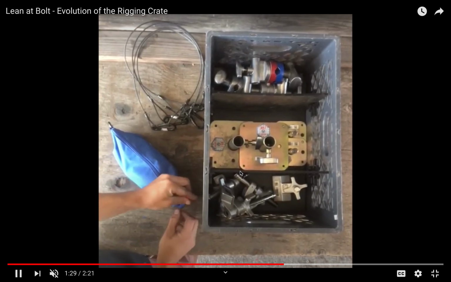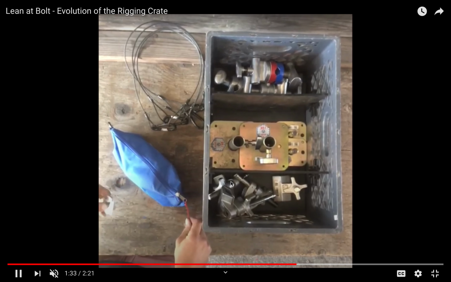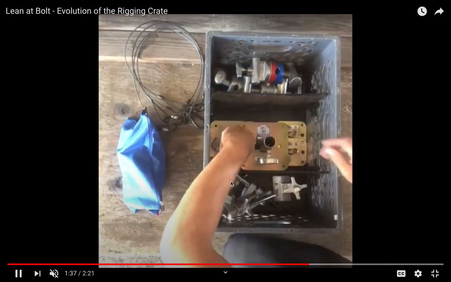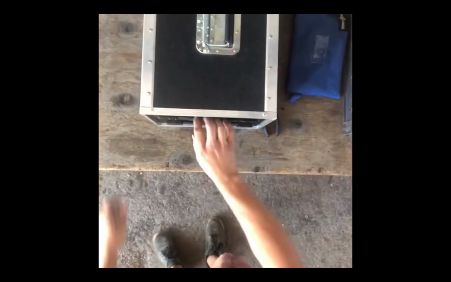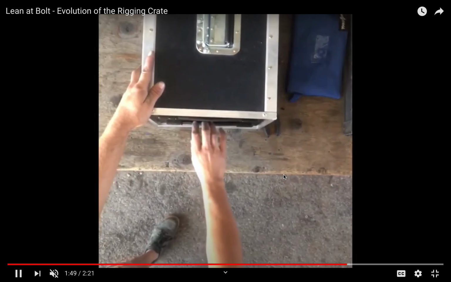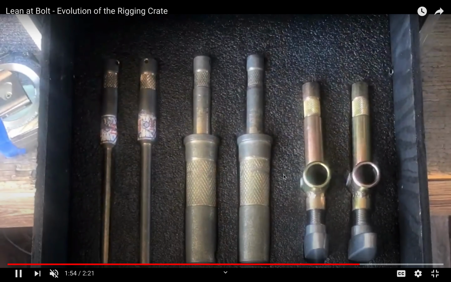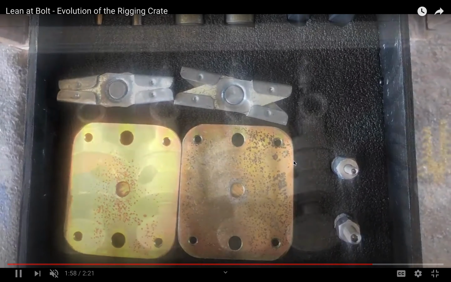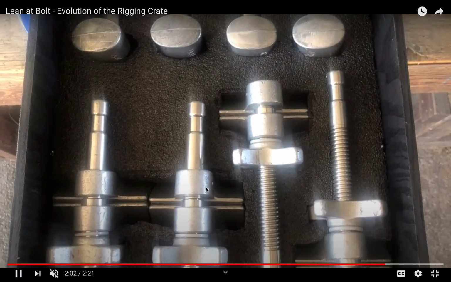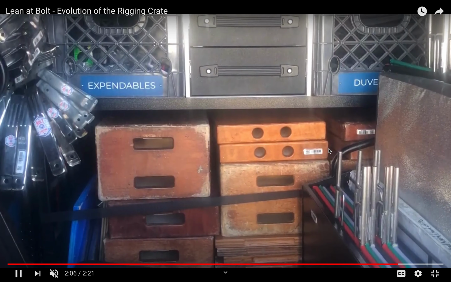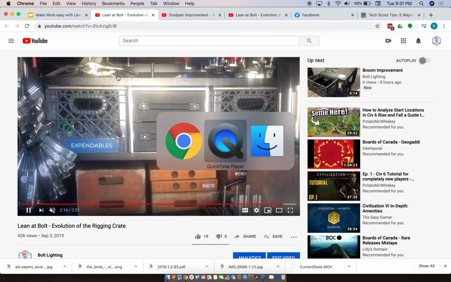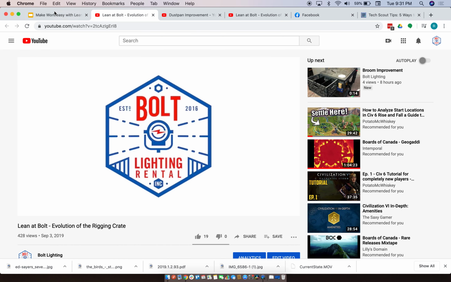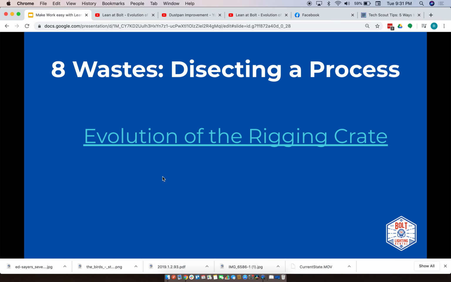Let's see, is there any other wastes involved in this? I would just say that the last one here is unutilized talent or wasted employee genius, just because they're spending all this time counting this stuff when you could be improving something else. So, yeah, hopefully that gives you a little bit of a better idea of the wastes.